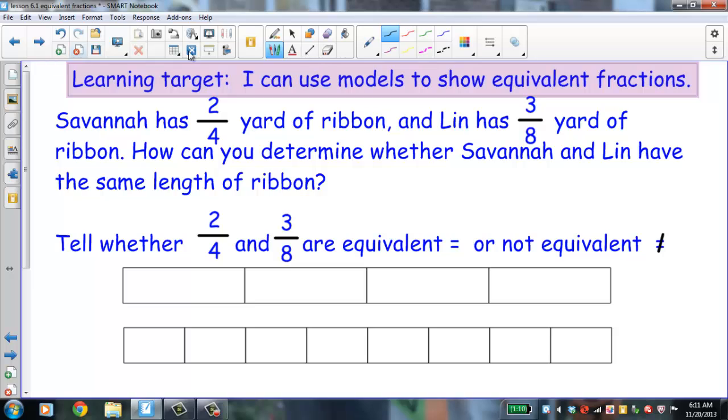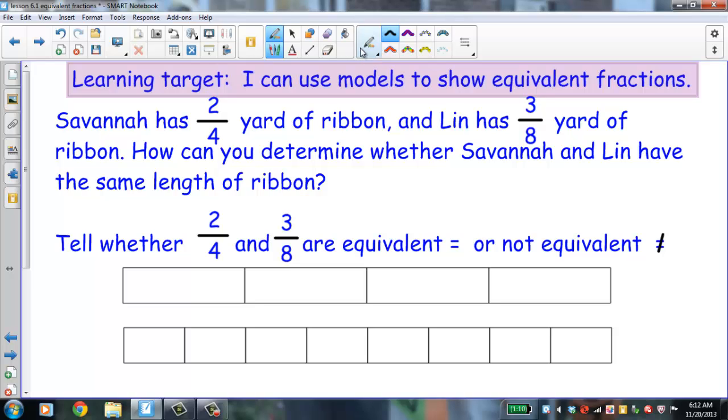So let's take a look at another problem. Savannah has 2/4 yard of ribbon. So here's a piece of ribbon divided into fourths, and she has 2/4. And Lynn has 3/8 yard. So we have this piece of ribbon divided into eighths. So Savannah has 2 out of 4, and Lynn has 3 out of 8. How can you determine whether Savannah and Lynn have the same length of ribbon?